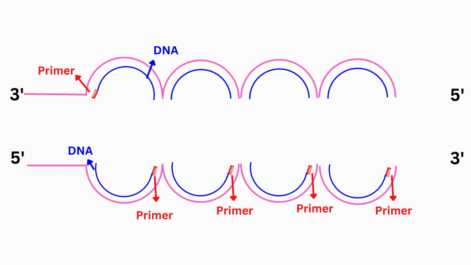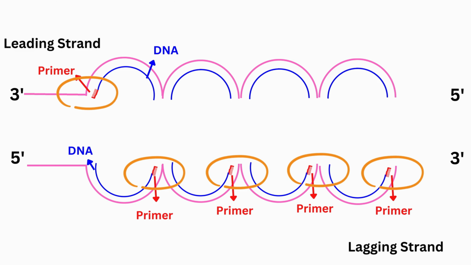Once replication is done, both the leading and the lagging strand will have primers. The leading strand will have just one RNA primer at the beginning, but the lagging strand has several Okazaki fragments which have one primer each. Hence, the lagging strand has several primers and the leading strand will have one primer. Since this is DNA replication, we do not require an RNA here.